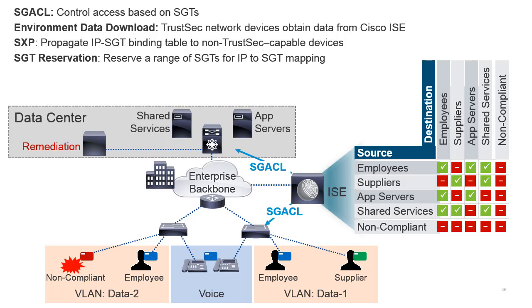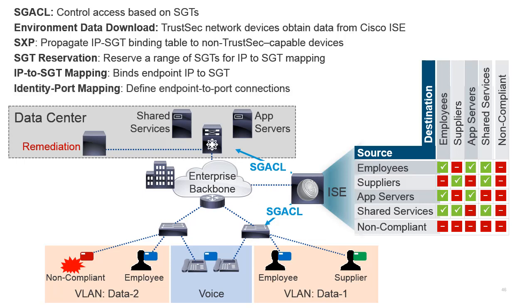Now, this IP to SGT mapping binds an endpoint IP to an SGT and provisions it to a TrustSec capable device. Now, this is usually to map SGT to destination servers. Identity to port mapping is a method for a switch to define the identity of a port to which an endpoint is connected. It uses this mapping to look up a particular SGT value in Cisco ISE.